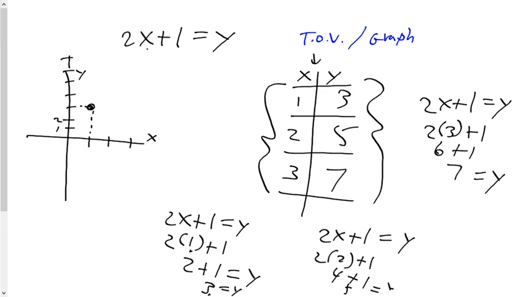In fact, you should label your axes. 1, 2, and 3. Then you're going to go 2, 5, which is there, and you're going to go 3, 7, which is there. Connect the dots. You have your line. What's that line called? That shows the relationship between x and y with the equation 2x plus 1.